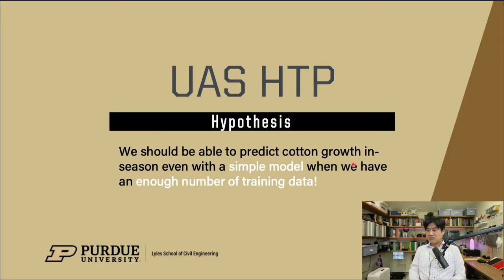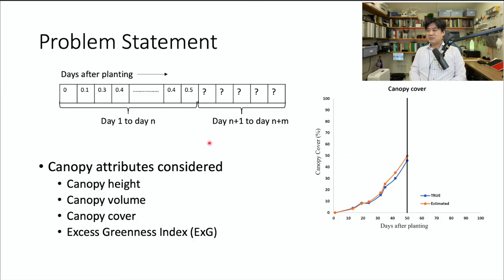So out of this experience, the hypothesis we came up with is that we should be able to predict cotton growth in season, even with a simple model, when we have enough training data. So the problem statement that we are trying to address is that we have a cotton field. We are flying this field with the UAV so that we can get, for example, canopy cover here, quantified throughout the season.